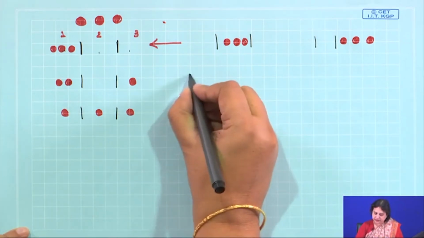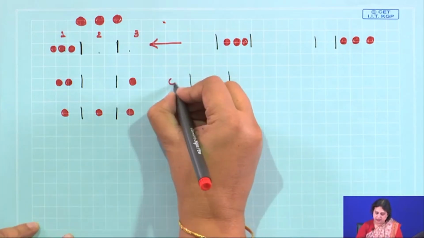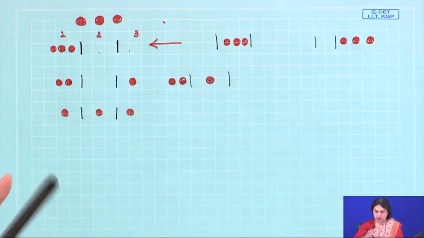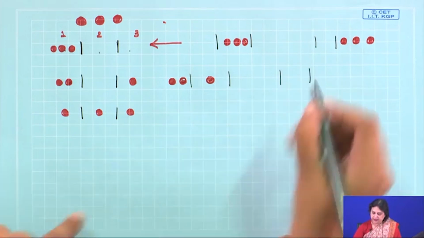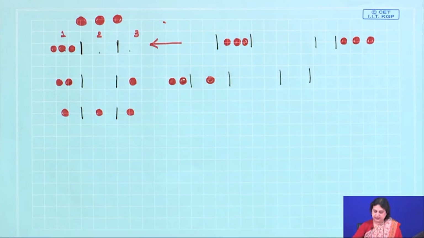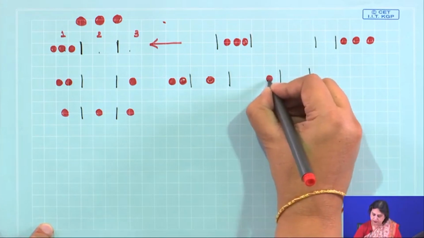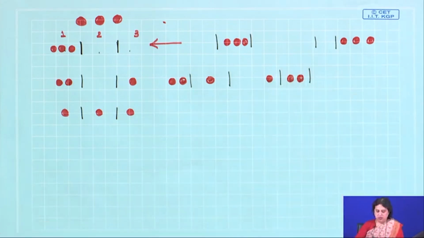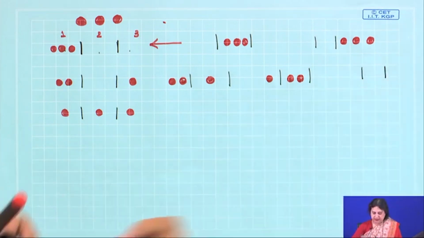Now, besides this, you can have other microscopic states like this one, or you can have something like this, or you can have something like this.